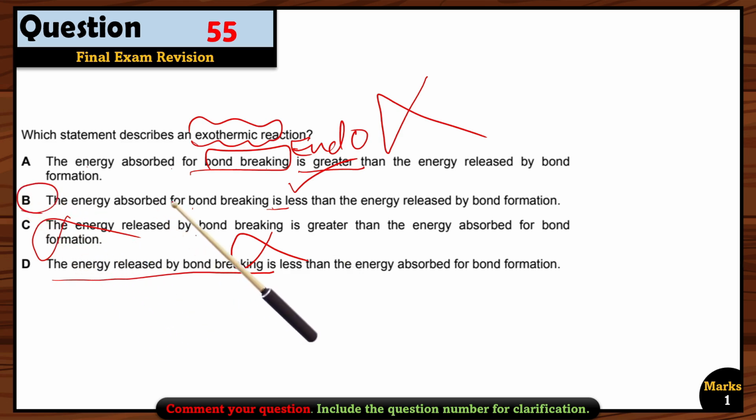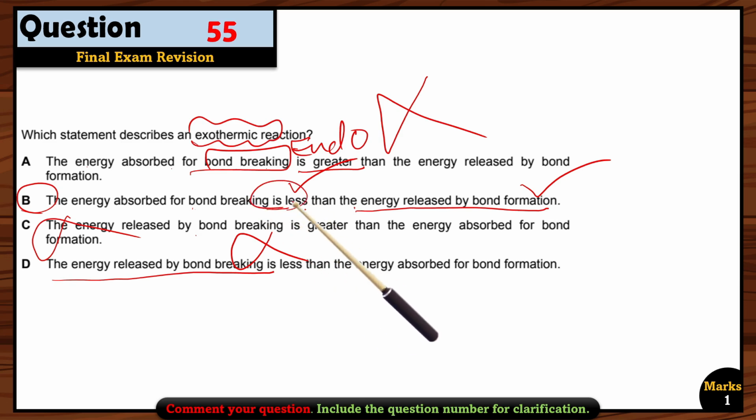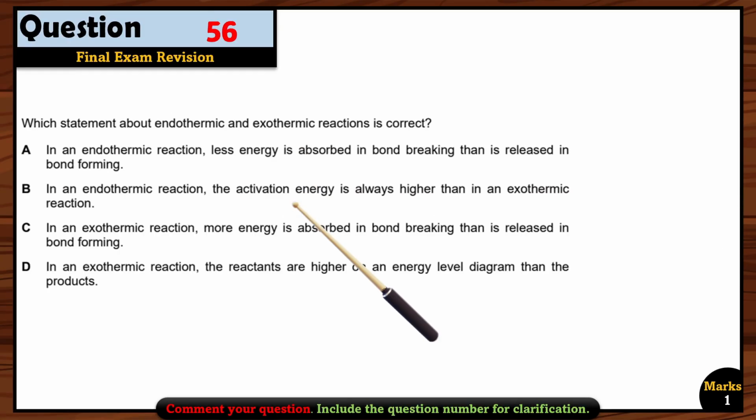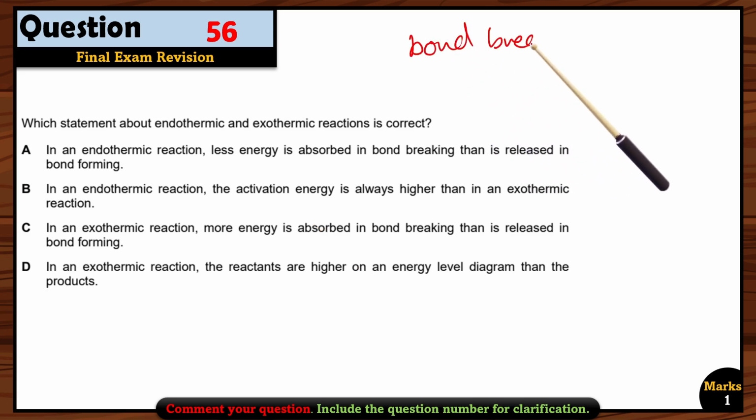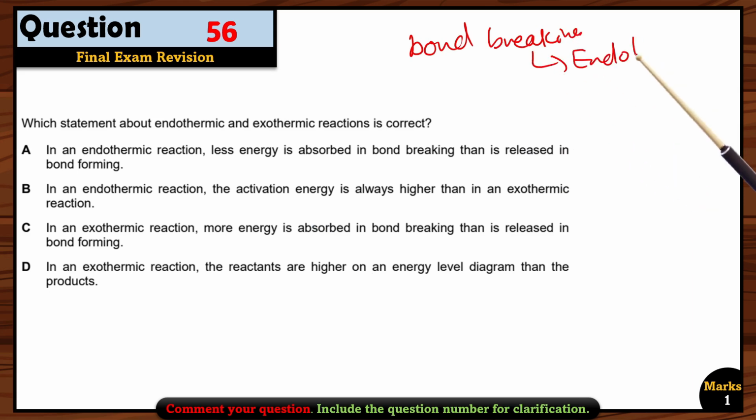Option B. The energy absorbed for the bond breaking is less than the energy released by the bond formation. Yes, when the bonds are formed, more energy is released in an exothermic reaction and bond breaking is less. Okay, so that's why option B is the right option for this question. Let's see another question. Which statement about endothermic and exothermic reactions is correct? Again, the same statement about bond breaking and bond making. For this one, you have to remember that bond breaking is always endothermic, okay? Endothermic. And bond making is exothermic.